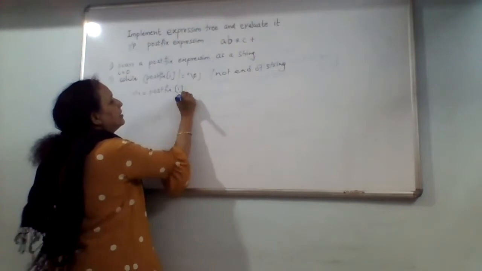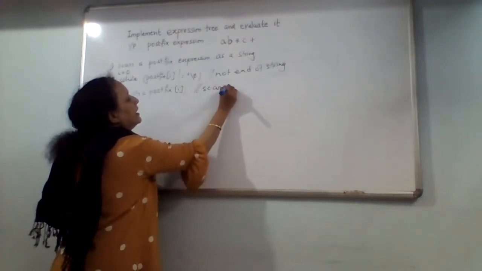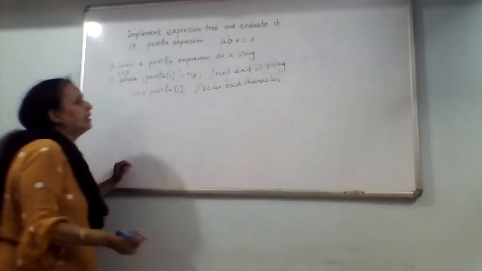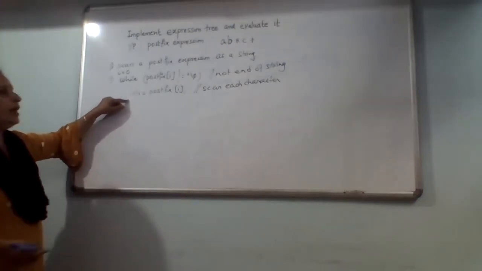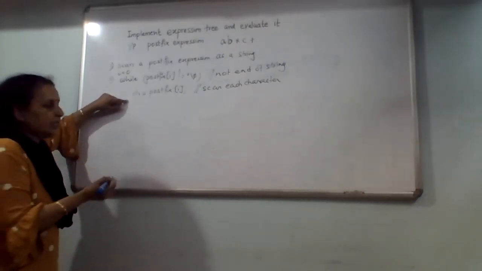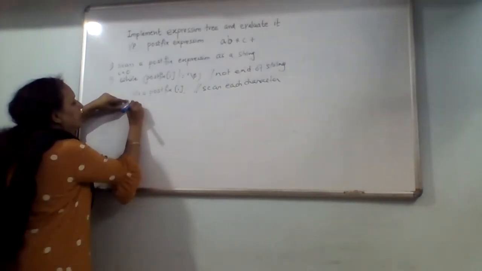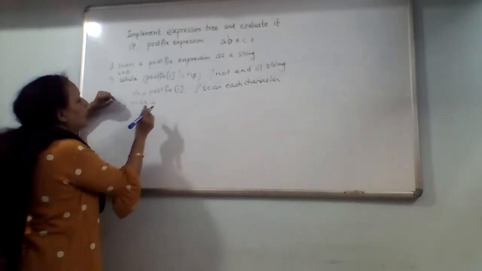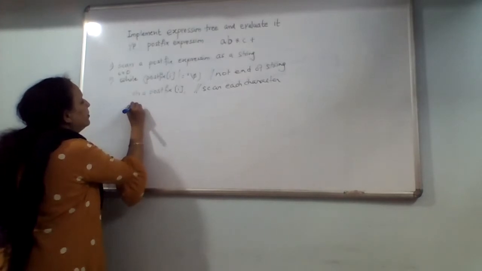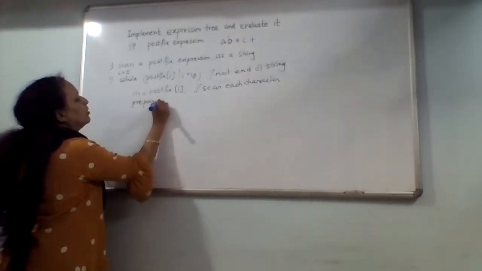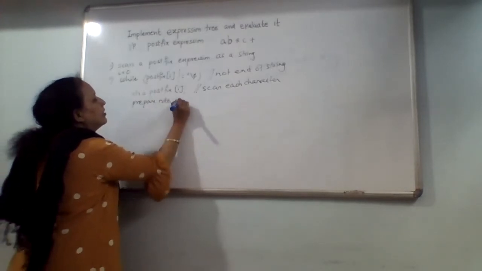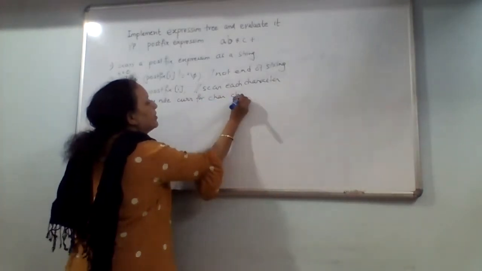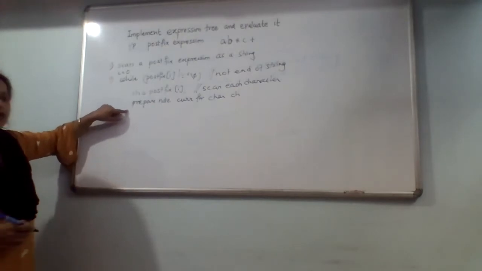Scan each character and put into ch. Then prepare a node for this character. So suppose I say current is equal to new node. Or I'll just write down in the algorithm: prepare node current for character ch. Prepare a node for character ch.